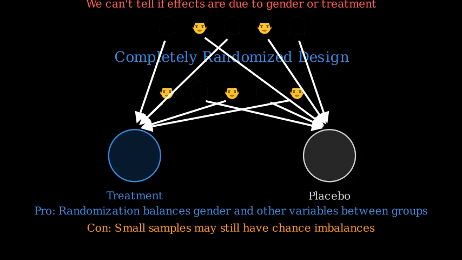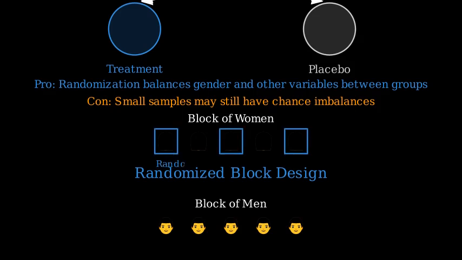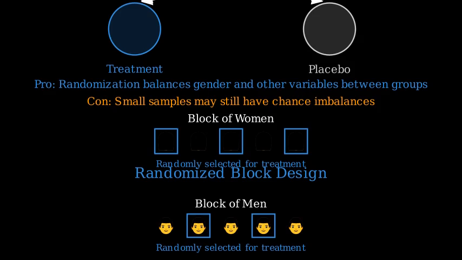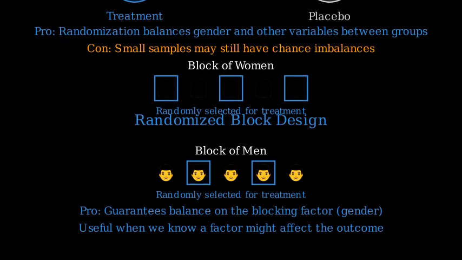Next, let's examine the randomized block design. In this approach, we first divide our subjects into blocks based on a key factor, in this case gender. We create a block of women and a block of men. Then, within each block, we randomly assign subjects to either the treatment or placebo group. The advantage of this design is that it guarantees balance on the blocking factor. We'll have equal representation of men and women in both the treatment and placebo groups. This design is particularly important when we know in advance that a certain factor, like gender, age, or disease severity, might affect the outcome.